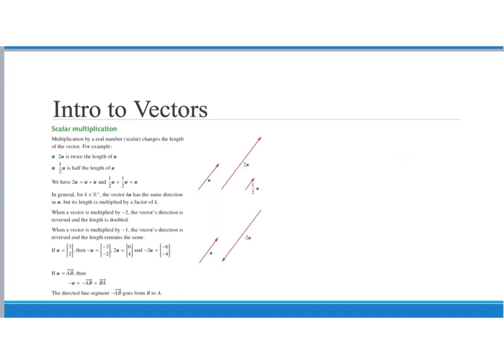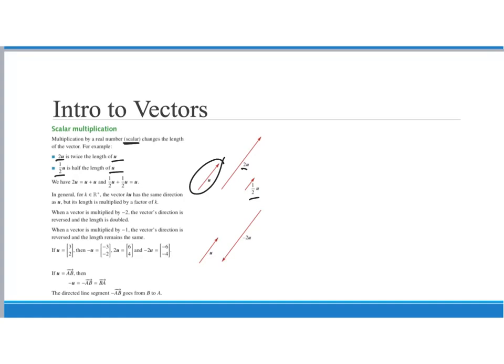Now we're going to look at scalar multiplication. Multiplication by a real number, or a scalar in this case, changes the length of the vector. For example, 2u is twice the length of u, and half u is half the length of u. So if you have a look here, we've got u, 2u and half u. So we have 2u, which is u plus u, and half u plus a half u will give you u. I think that's all pretty standard maths.